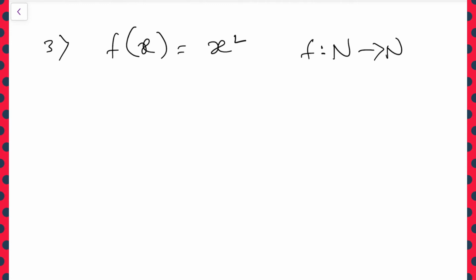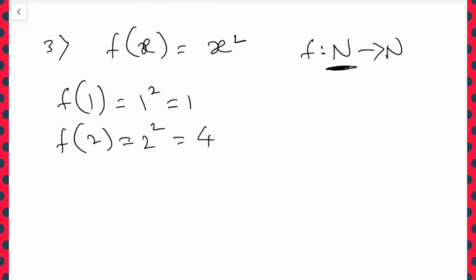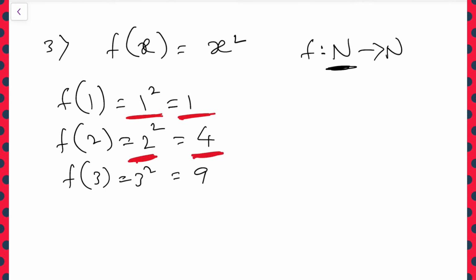Let us check once. Here the domain is natural numbers, so only natural numbers we need to substitute. f(1) is 1 square, nothing but 1. f(2) is 2 square, nothing but 4. f(3) equals 3 square equals 9. So always for a distinct element in set A, a distinct image will be there in set B. So for every element of set A, we will have a distinct image.